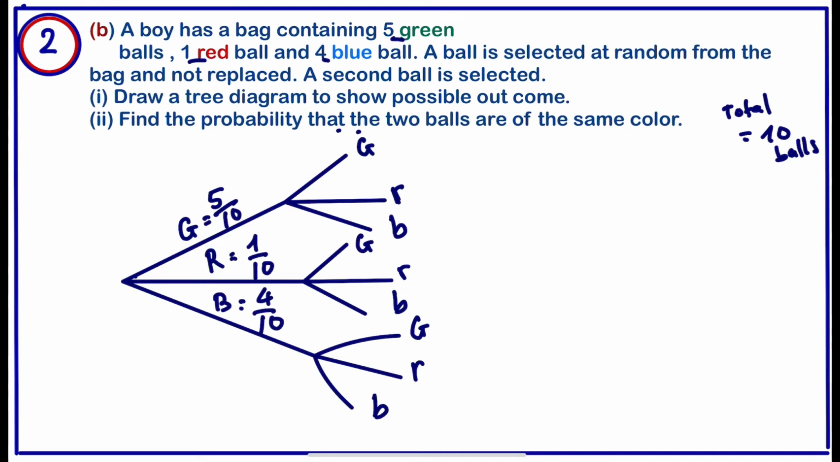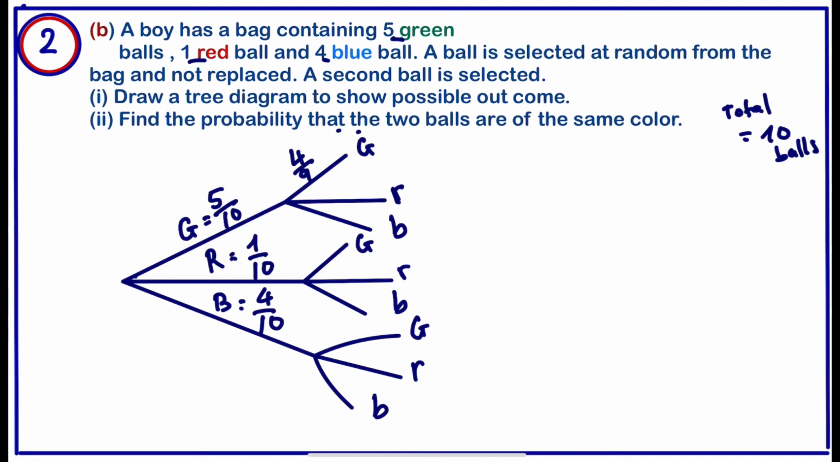Okay, so if we select one green, how many green will be left? We'll be left with 4. And when we select, a ball is not replaced, so it's going to be 4 over 9. Because the total number of balls is 10, when we select one green, we'll be left with 4 over 9.